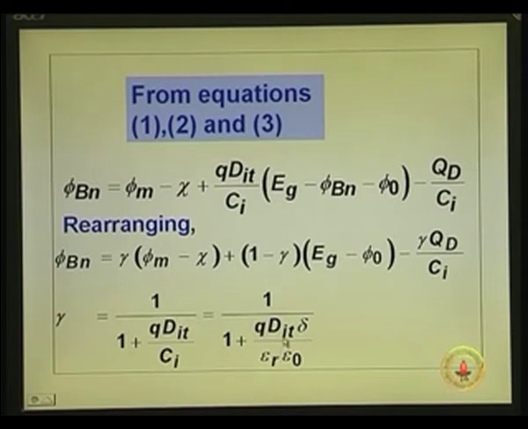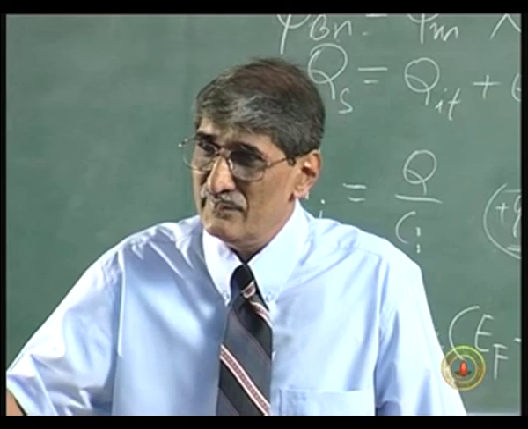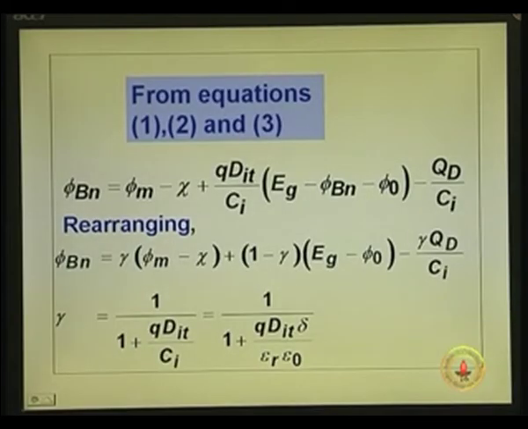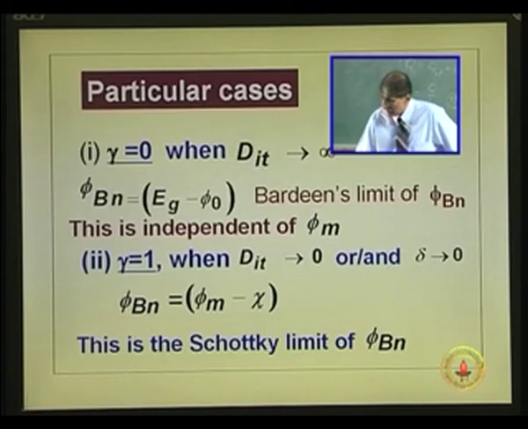Now, you can see if Dit is 0, what is gamma? You can just go through that derivation yourself now, because it is all straightforward. Concept is that Vi determination adding to that. So, Dit equal to 0, you get gamma equal to 1 and you get phi m minus chi. If Dit is equal to infinite, gamma equal to 0, and phi Bn becomes equal to Eg minus phi naught. So, infinite Dit, the phi Bn is independent of phi m, flat, that is flexibly cleaved surface. In fact, Dit equal to 0, gamma becomes equal to 1, ideal case phi m minus chi, that is what I have put down here.